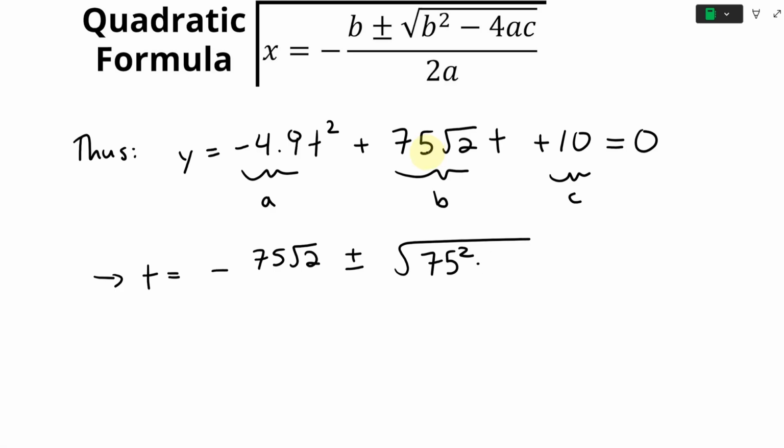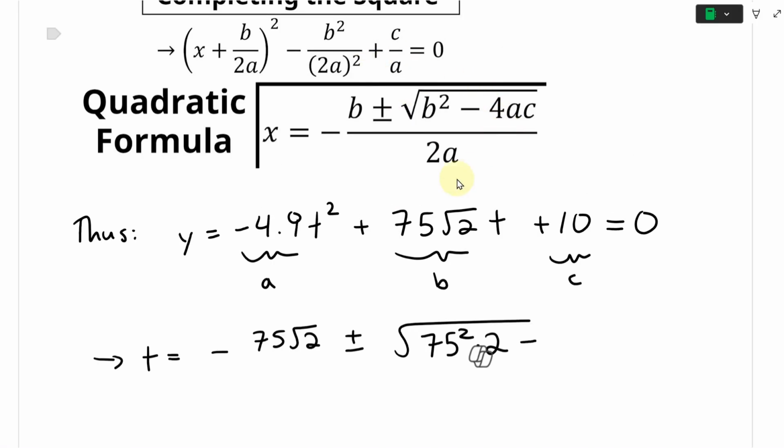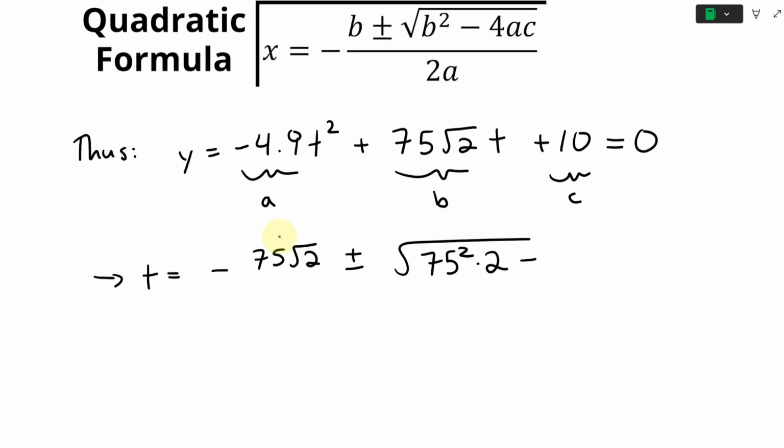And now this is going to be minus 4a, so a is going to be negative 4.9. If it's negative minus negative there, it's going to be positive. So it's going to be 4 times 4.9, and then times c, where c is going to be 10, like that. Extend it over there.